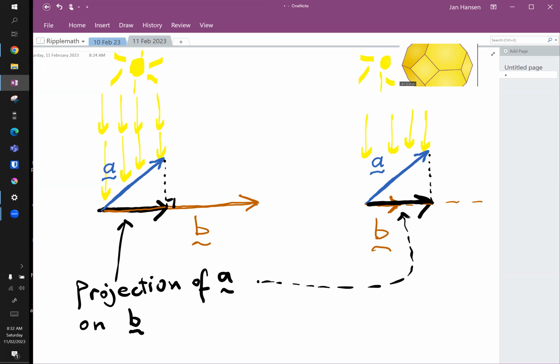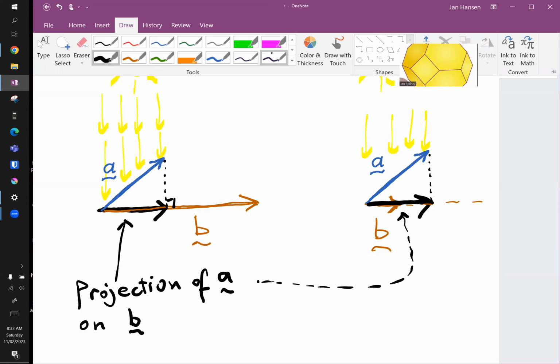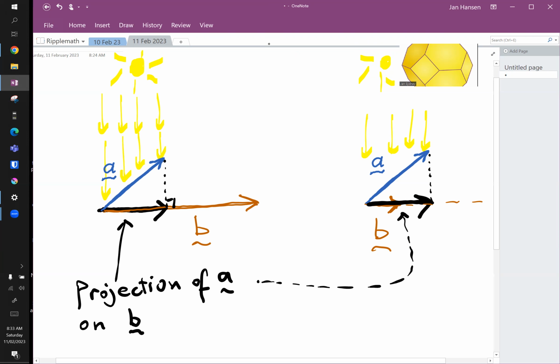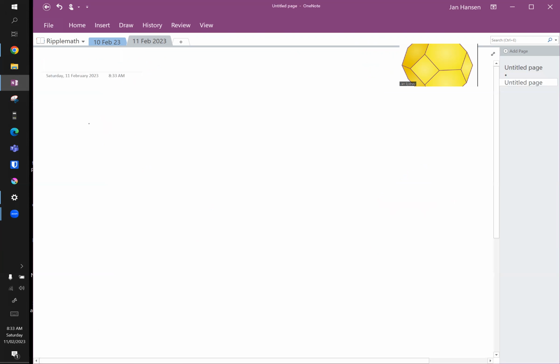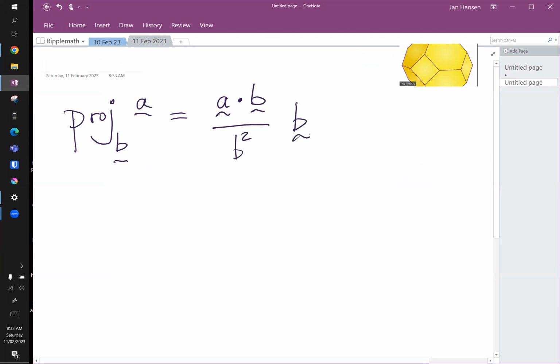So how do we actually find that? Well, there is a formula. We won't go into proving the formula, we'll just talk about it. The projection has a special notation, proj A onto B, and the formula is like this: A dot B, which we'll define in a moment, divided by the magnitude of B squared, which we'll define as well, in the direction of B.